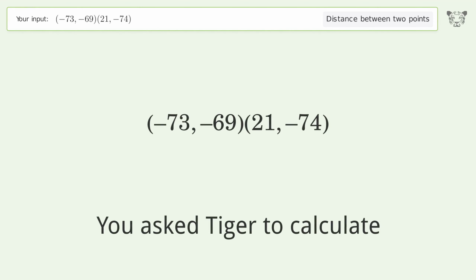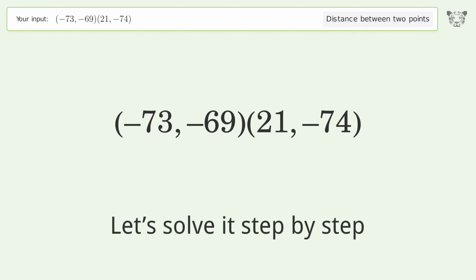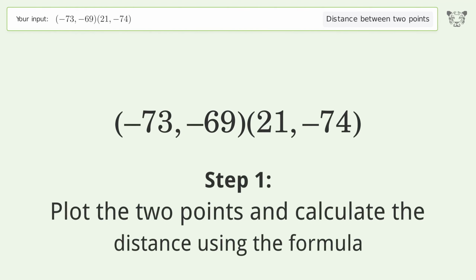You ask Tiger to calculate. This deals with the distance between 2 points. The distance between the 2 points is the square root of 8,861, or 94.133. Let's solve it step by step. Plot the 2 points and calculate the distance using the formula.